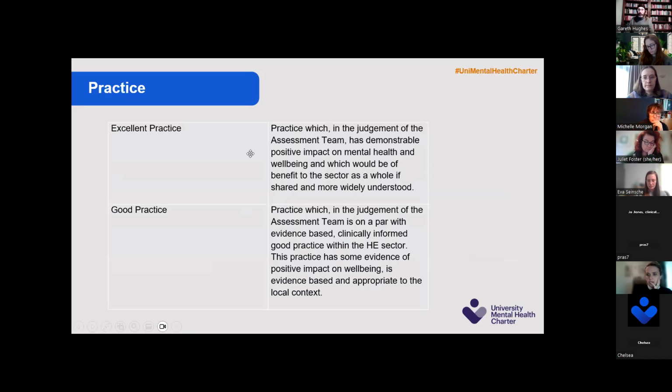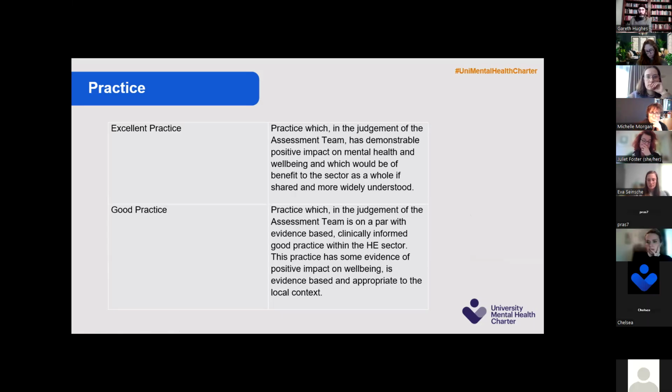I'm just putting this up here because this is what we put down. We're going to focus on the difference between excellent and good practice a little bit, because there are differences in the way we describe those two. So when we're talking about excellent practice, we're saying that we can see it's had a positive impact on mental health and well-being, and that we think this example is so good it would be of benefit to the whole sector if it was shared and more widely understood by other institutions, that if other people learn from this, it would be really helpful elsewhere.